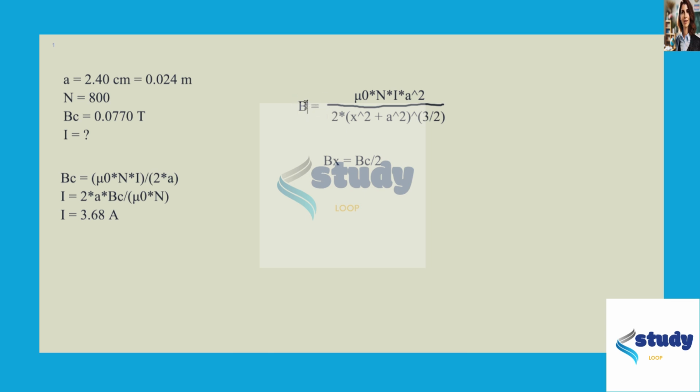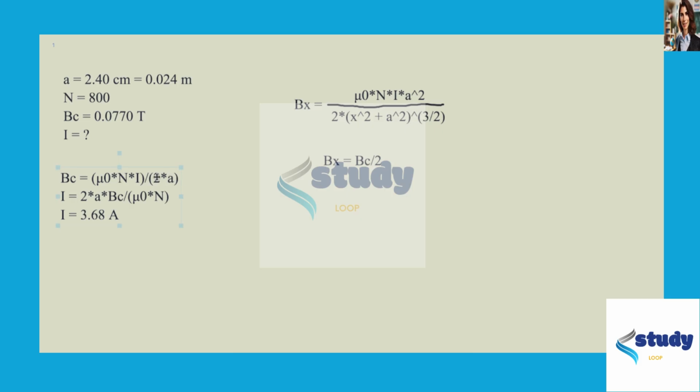So this is really our generalized Bx, because this is at some distance x along the axis. So we have this big equation up here. Looks pretty complicated, but then take a look at BC. We have this slightly simpler version.